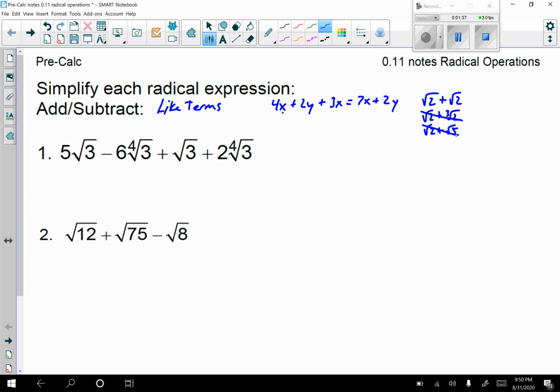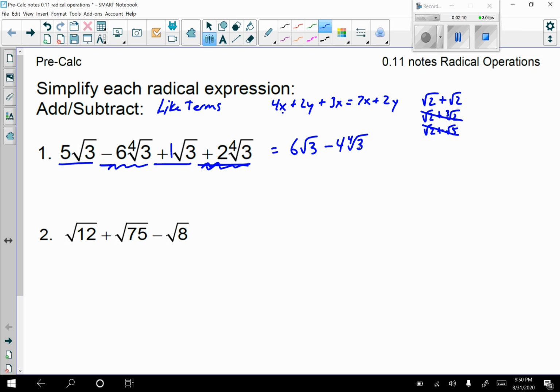So let's just take a look real quick here. You could even write these as x and y to try to get through it if you need to. But we have 5 root 3 plus 1 root 3. Those are like terms. That's going to make 6 root 3. And the others are fourth roots, so they don't go with the other root 3's. But careful with this. That is a negative 6 fourth root of 3 plus 2 fourth root of 3. So that is negative 4. Keep that fourth root. Don't lose that root as you do these problems. 4 fourth roots of 3.